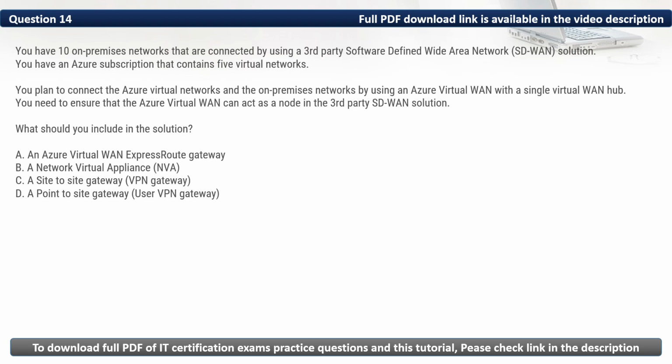Question 14. You have 10 on-premises networks that are connected by using a third-party software-defined wide area network solution. You have an Azure subscription that contains 5 virtual networks. You plan to connect the Azure virtual networks and the on-premises networks by using an Azure virtual WAN with a single virtual WAN hub. You need to ensure that the Azure virtual WAN can act as a node in the third-party SD-WAN solution. What should you include in the solution?